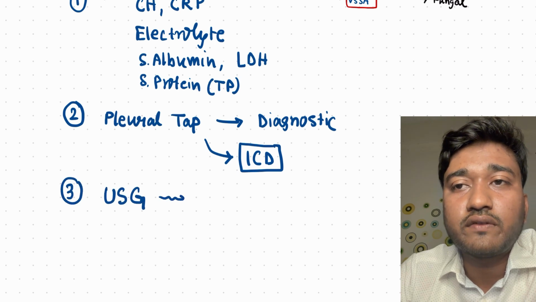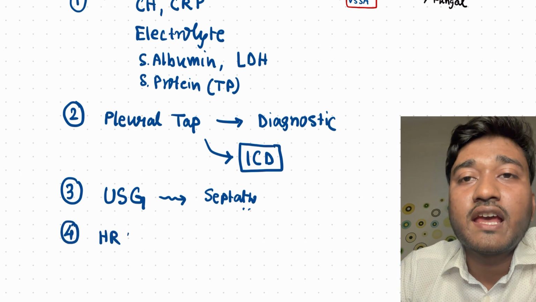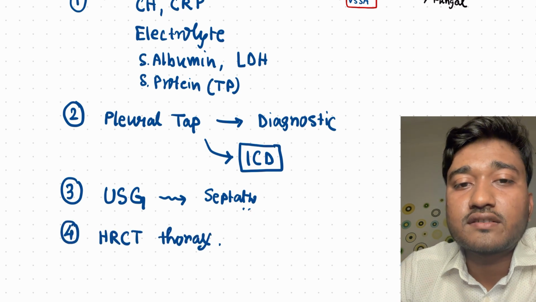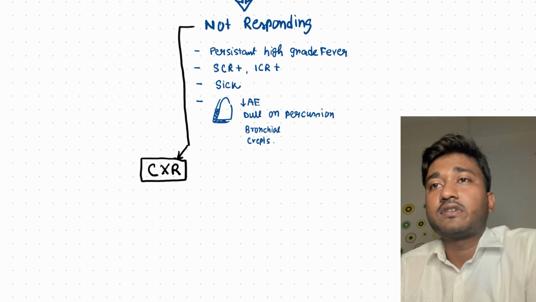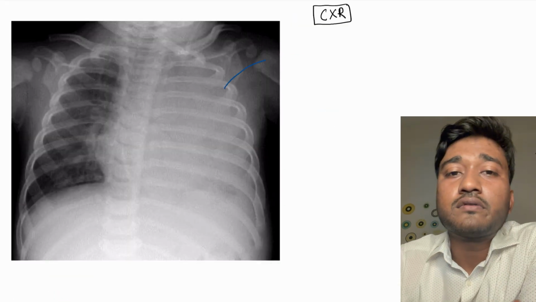In the USG, what you will find? Multiple septations. We will discuss that, please wait a bit. And what else can we do? HRCT thorax, that is high resolution CT thorax. So now let's talk about the chest X-ray.